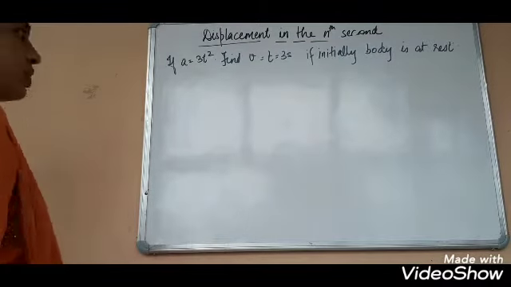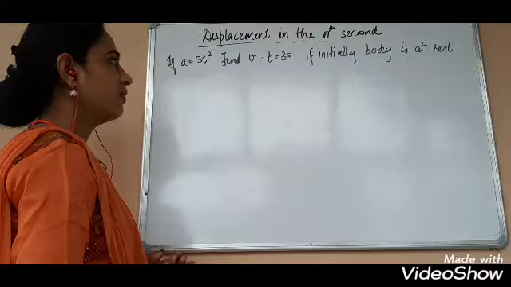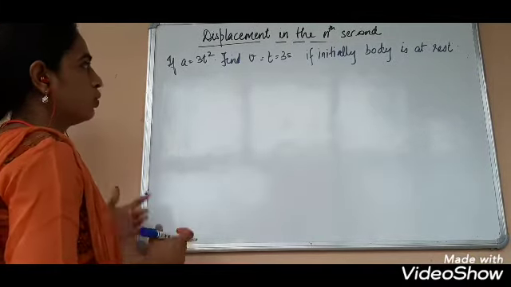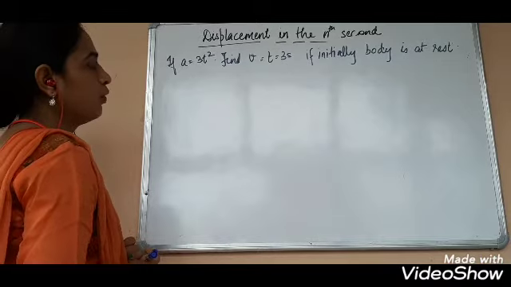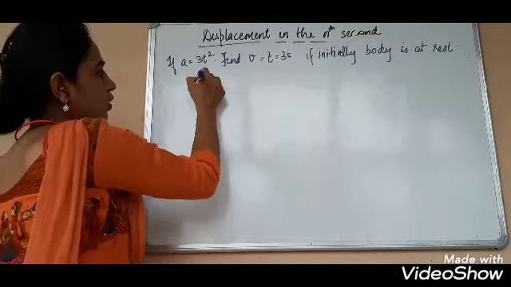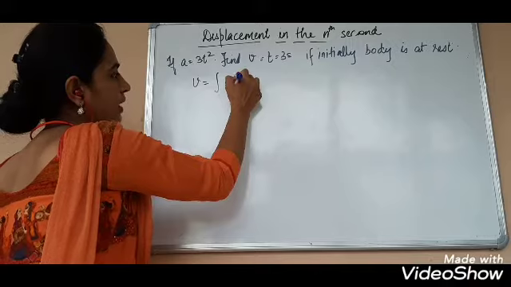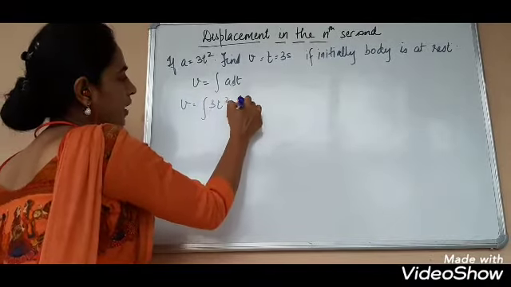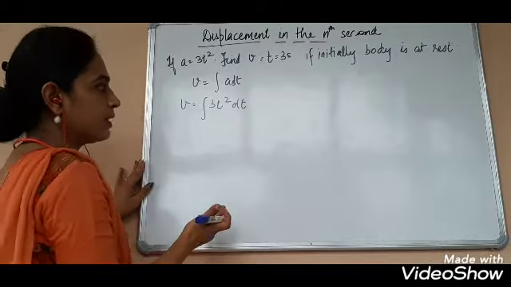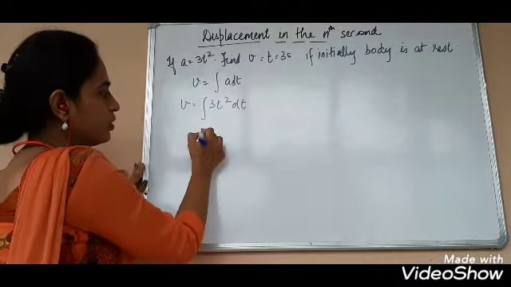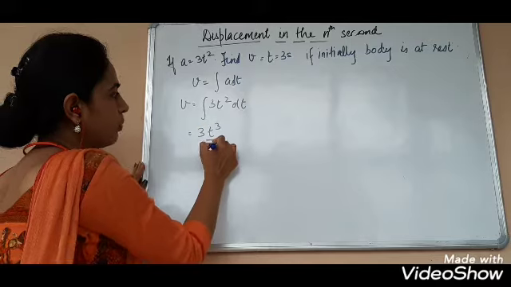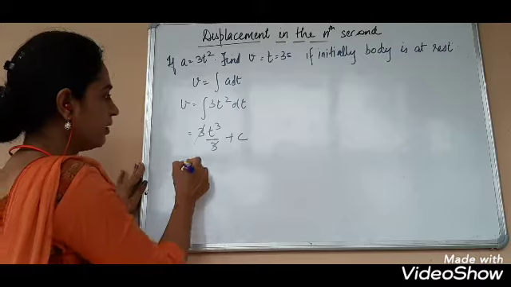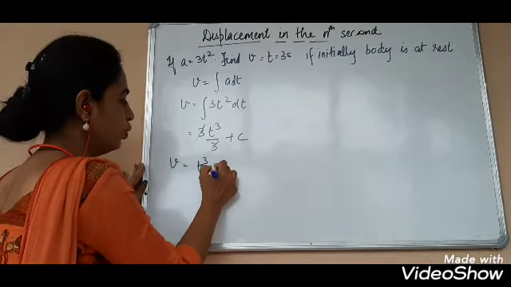So if acceleration is now given as 3t square, find velocity at t equals 3 seconds if initially the body is at rest. So now you have to find velocity and acceleration is given. So velocity is equal to integration of a dt. Right? So v will be equal to integration of 3t square dt. Since no limits are given, again this will be an indefinite integration. So 3t cubed by 3 plus c. Okay. So 3 will get cancelled. Velocity is t cubed plus c.